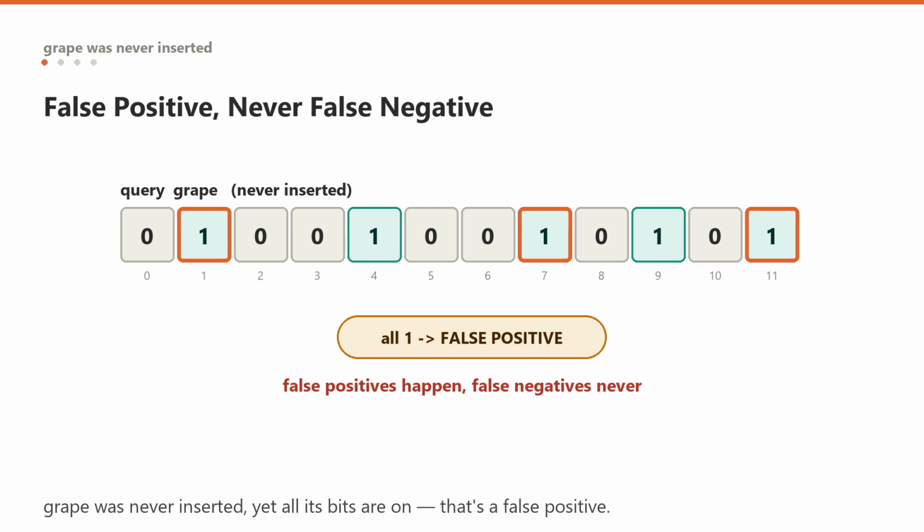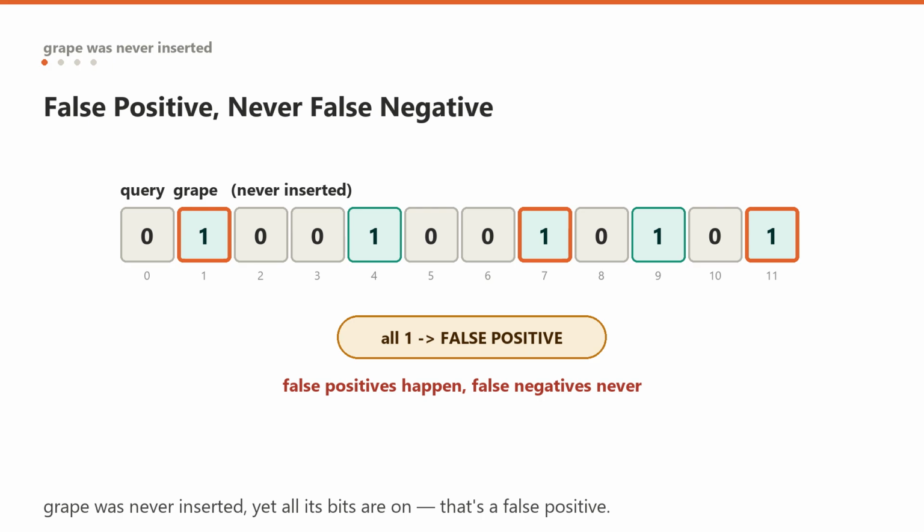But wait, we set bit 1 when we added apple, and bit 7 and 11 when we added orange. Grape itself was never inserted, yet every bit it checks is on. So the filter reports, grape is probably present. That's a false positive.